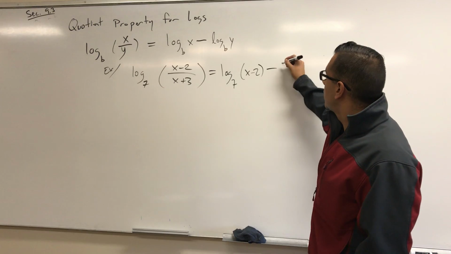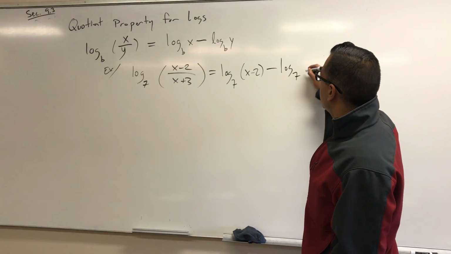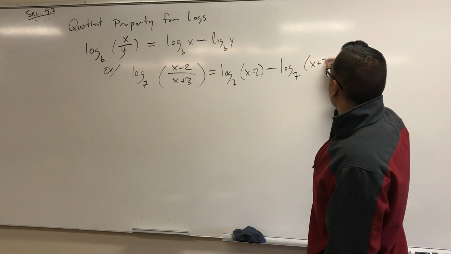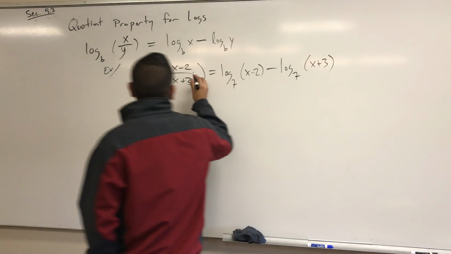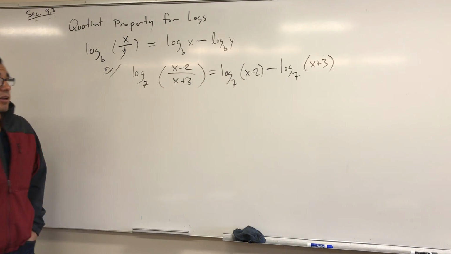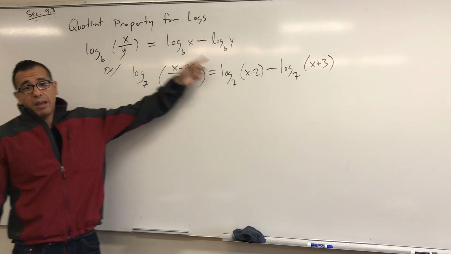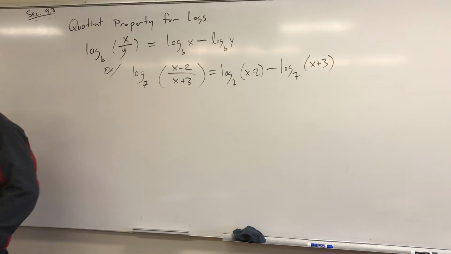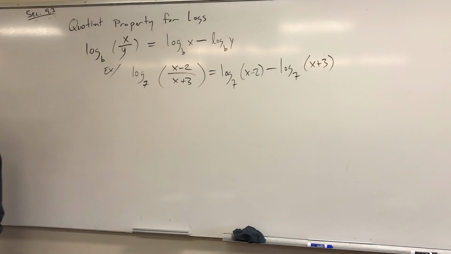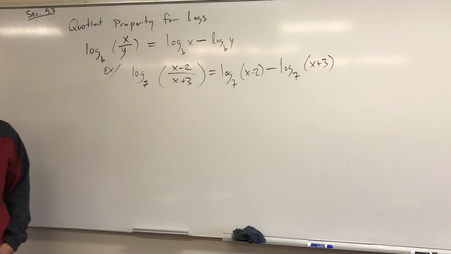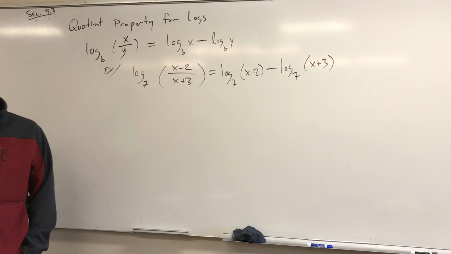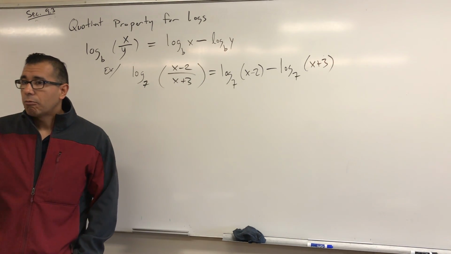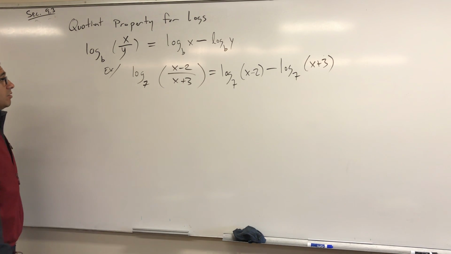Minus. Good. Log base 7 of x plus 3. And it's subtraction because of this division going on. So this division tells us, bam, I got subtraction. All right, so now the next natural question would be, well, what does this look like when I put some numbers in here? So let's do that.